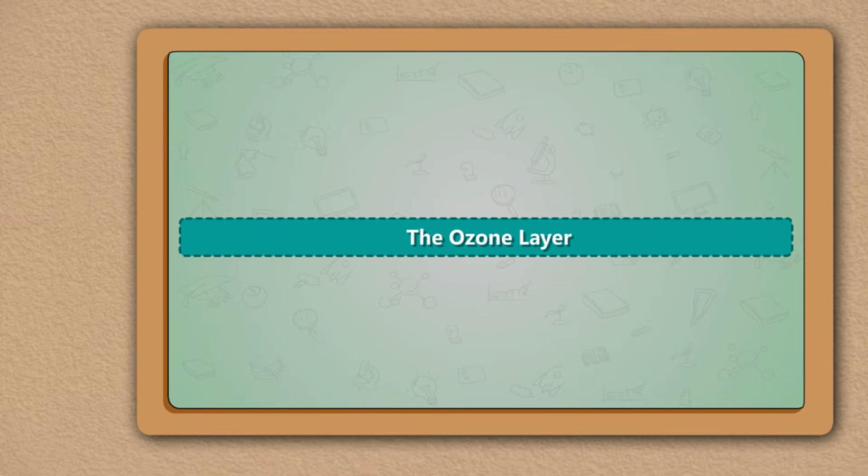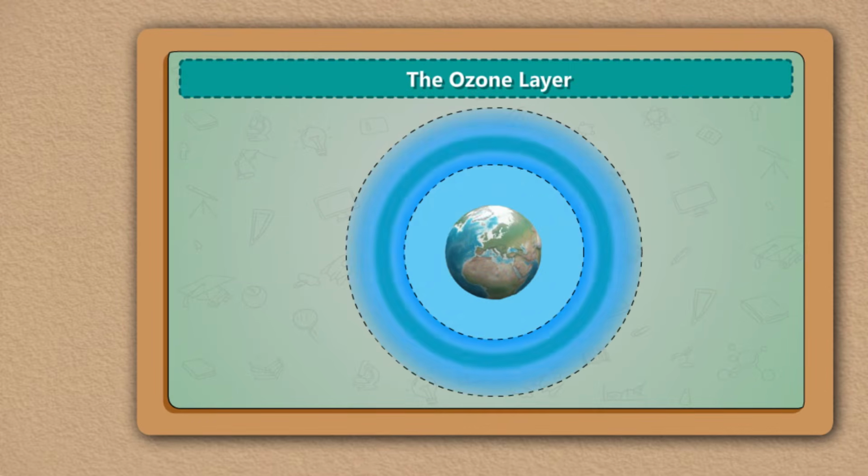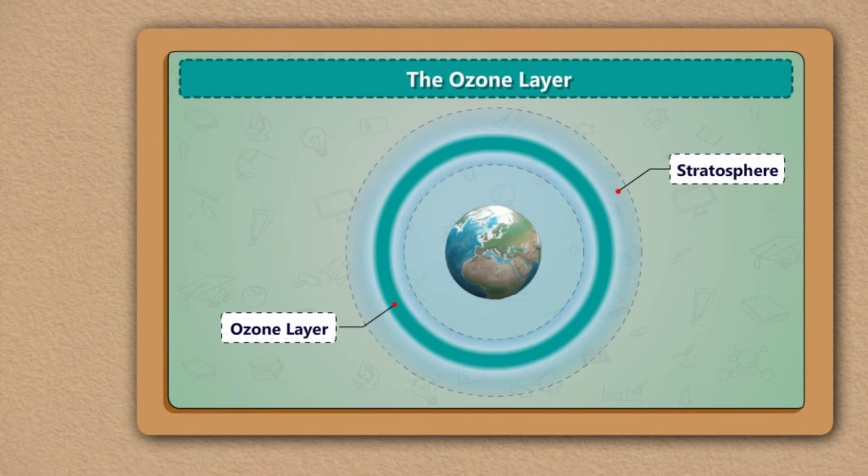Friends, today's lesson is the ozone layer, and we will learn about how ozone is produced and its depletion. As we discussed the layers of the atmosphere in the last topic, in this topic we will focus on the ozone layer. The ozone layer is a deep layer in the stratosphere, encircling the Earth, that has large amounts of ozone in it. Ozone is basically an allotrope of oxygen, which has 3 atoms of oxygen.